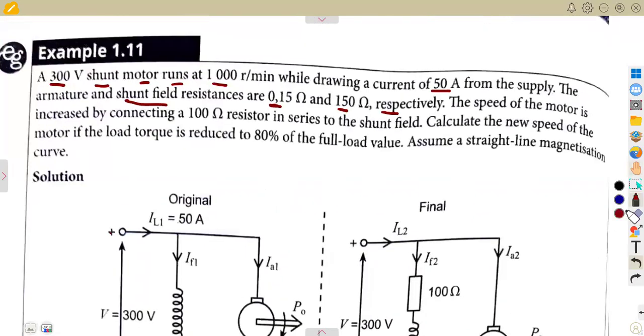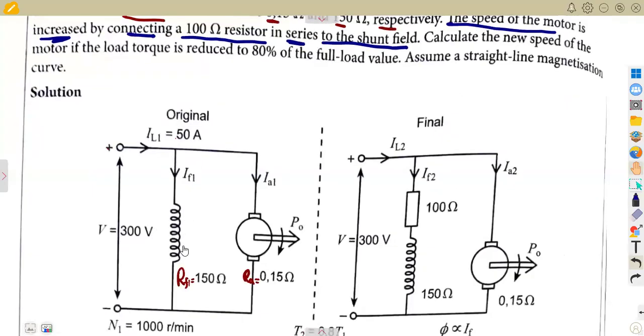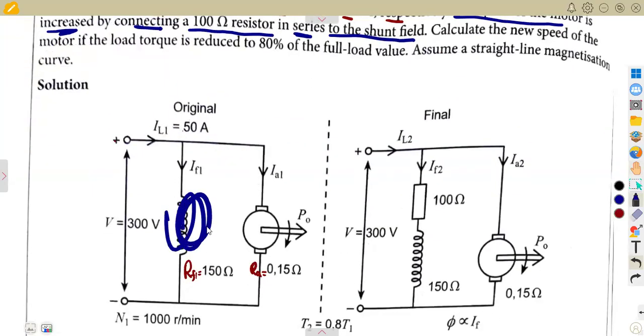Then a certain condition is given now that the speed of the motor is increased. It is increased by what? By connecting a 100 ohm resistor in series to the shunt. Make sure you understand that part, because another part, they're going to connect this to the armature circuit. In this case, it was connected in series to the shunt. Remember, this is the shunt part of your circuit. This one.